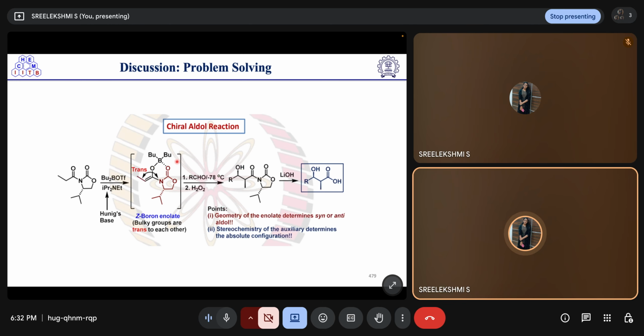Now if we see chiral aldol reaction, that is what we said about using this oxazolidinone.